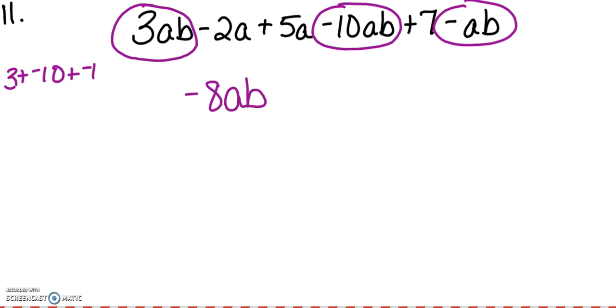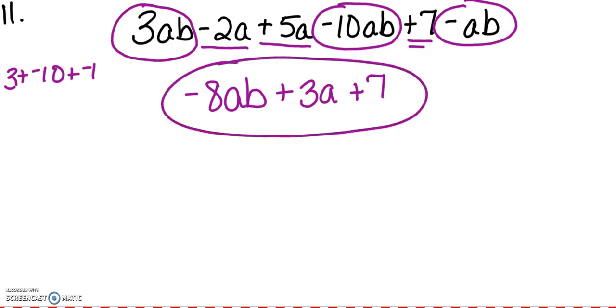Now let's do the a's. So we have a negative 2a and a positive 5a. So it's positive, so plus 3a, because the 5's bigger, so the answer came out positive. And then we have a 7 over here. That's all by itself, so there's no other constants to combine with it. It just stays plus 7.